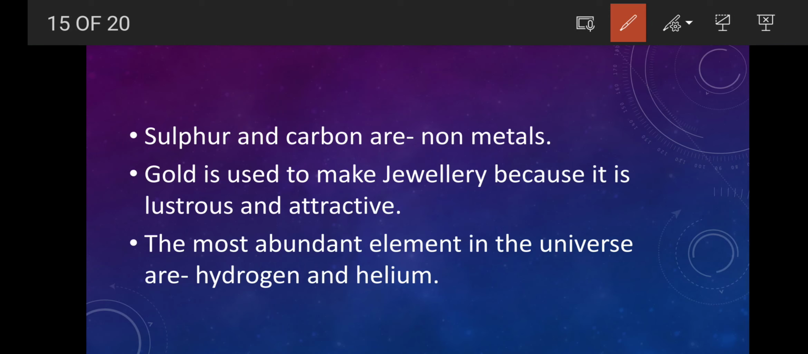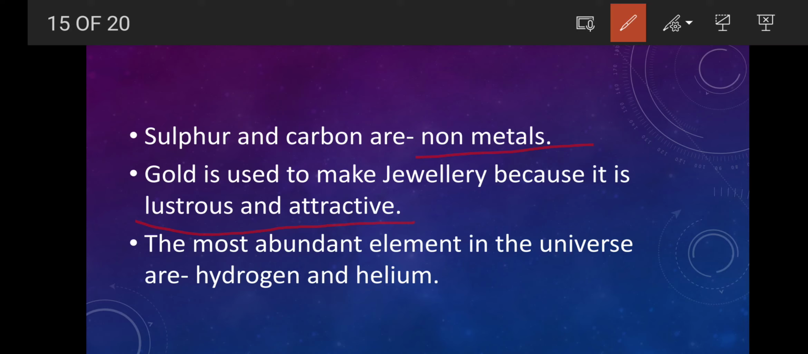Now next is sulfur and carbon are. So sulfur and carbon are what? They are non-metals. Clear? So when the options given are metals, non-metals, metalloids, inert gases, your answer will be non-metals. Next is gold is used to make jewelry because it is what? Because it is lustrous and attractive. Many options again, like it is dull, it is highly reactive, very cheap, lustrous and attractive. Then the correct answer will be lustrous and attractive.